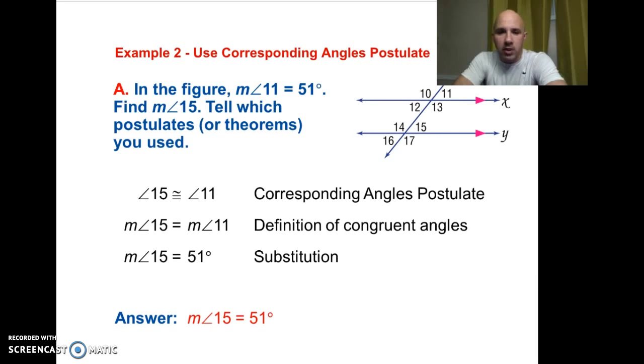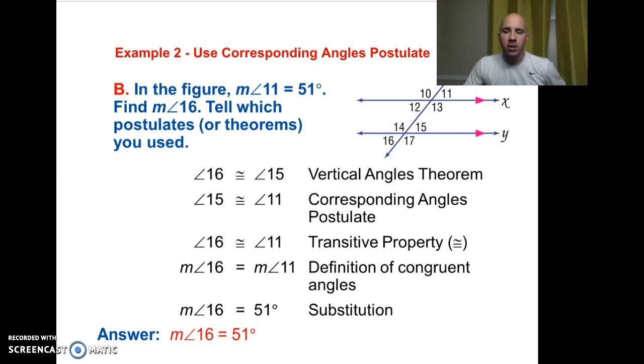Locate angle 11, locate angle 15, and describe their relationship. So 11 and 15 are in the top right, and in this case it's in the top right at the bottom end. They both correspond, therefore both of these angles will be exactly the same measurement, which will be 51.